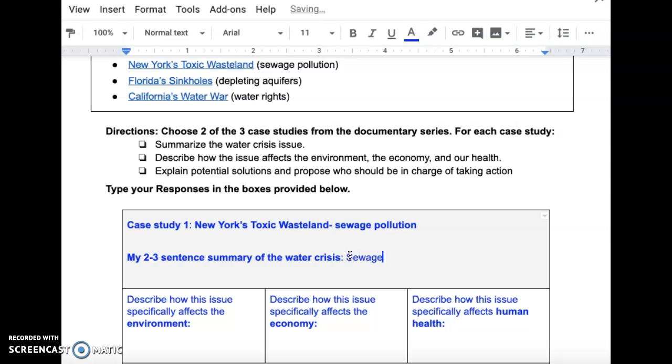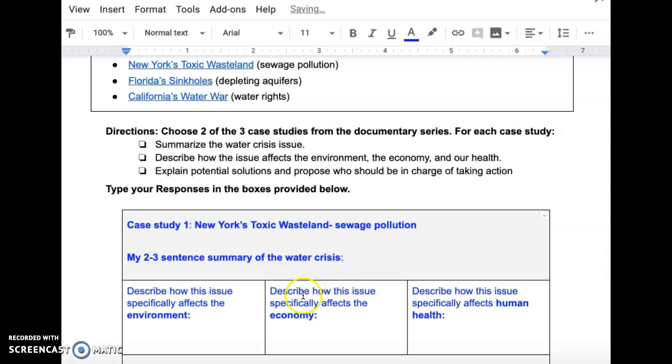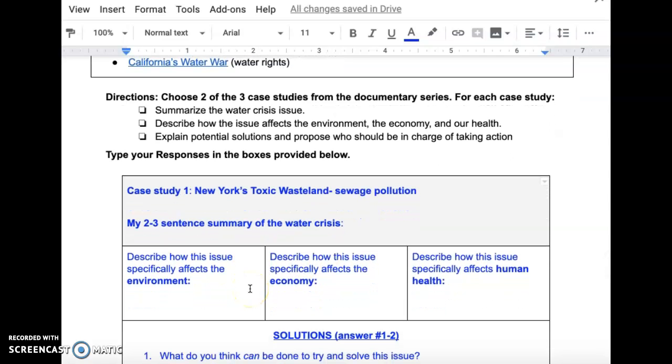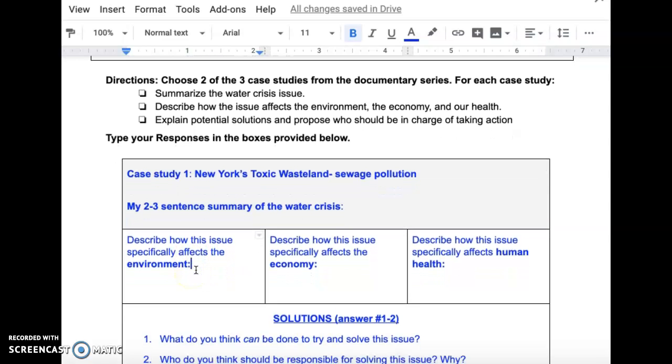So like sewage pollution in New York is an issue because, and I would explain what I learned in the documentary. 2 to 3 short sentences about what the bottom line of the issue is, right? And then I'm going to go ahead and describe how the issue affects the environment in this box, the economy in this one, and health in this one.